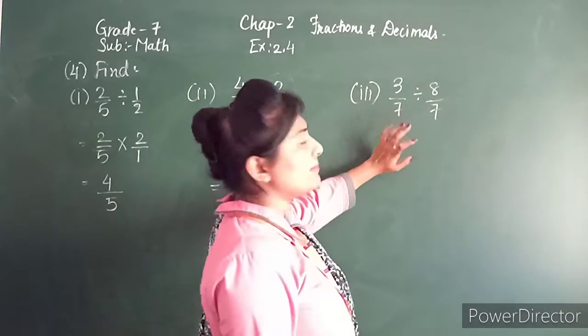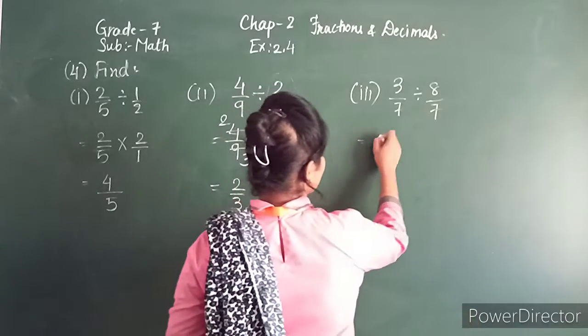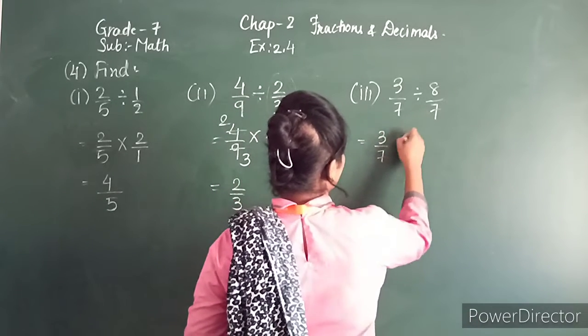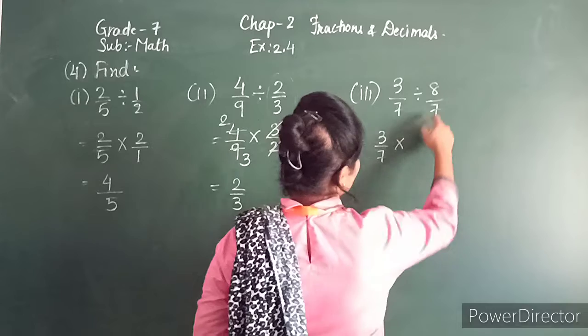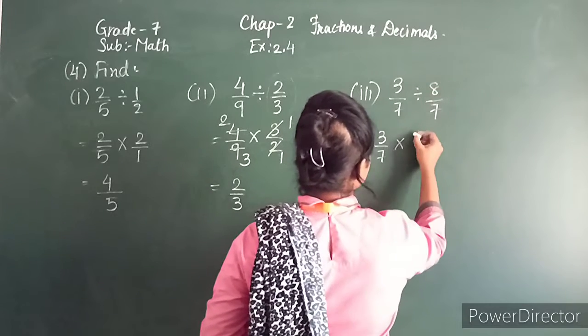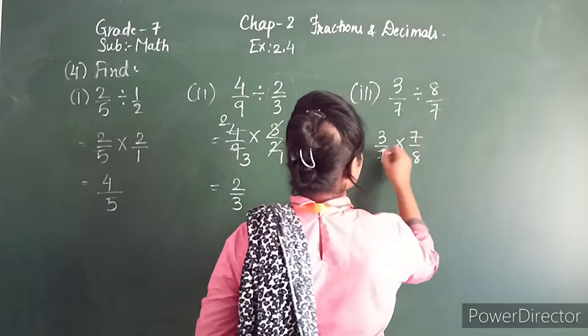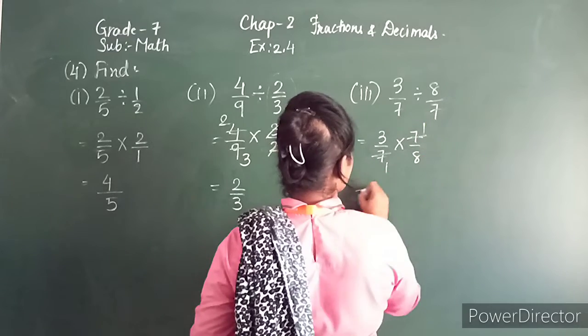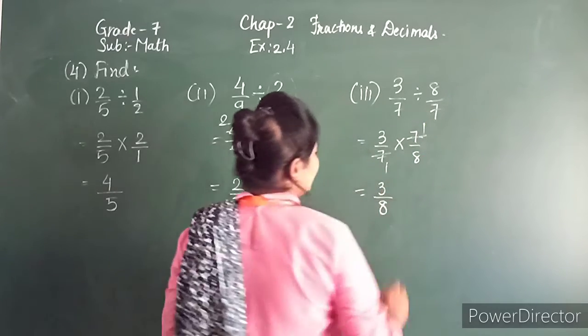Next 3 upon 7 divided by 8 upon 7. So here 3 upon 7. Here we have to write the multiply. So this number will be the reciprocal. So it is 7 upon 8. So 7 ones are 7. So our answer is 3 upon 8.